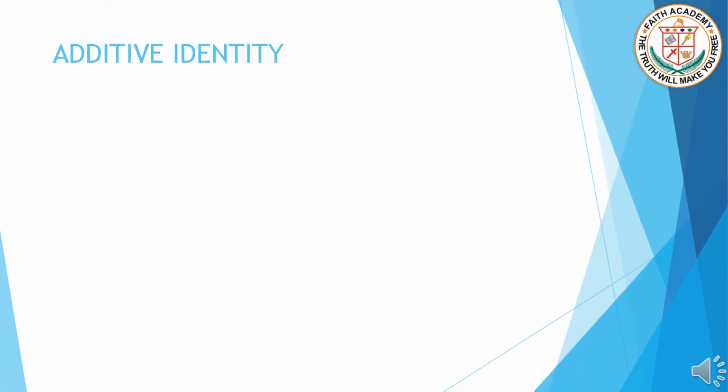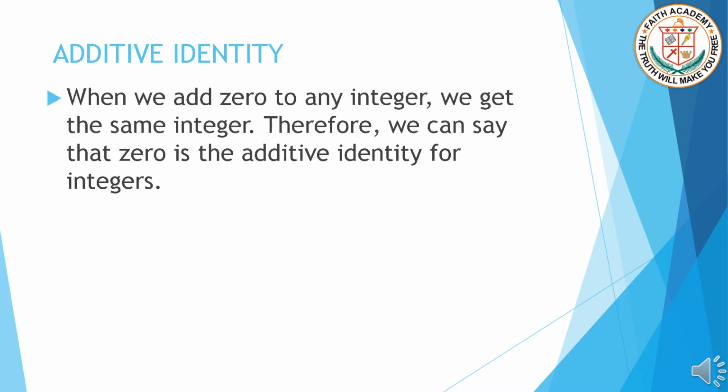The next topic is additive identity. Additive identity is a number which when added to an integer gives the same integer. So when we add 0 to any integer, we get the same integer. Therefore, we can say that 0 is the additive identity for integers.